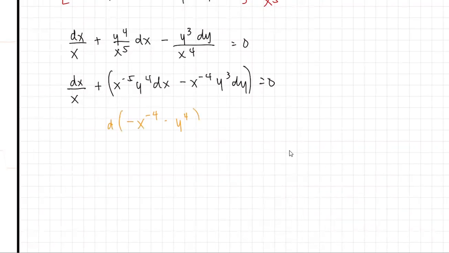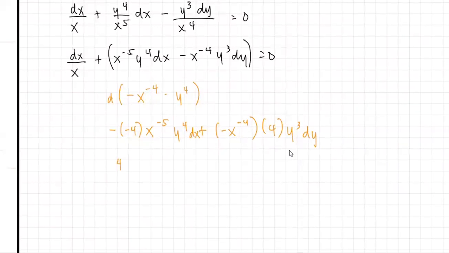Okay? Kunin natin yung derivative niyan. Derivative niyan is negative times negative 4 x negative 5 y to the fourth plus negative x negative 4 times 4 y cubed. Ito ay may dx kasi in terms of x, then ito in terms of y. Simplify, we have 4x negative 5 y to the fourth dx minus 4x negative 4 y cubed dy. Okay? So, let's check ano yung nawawala sa kanya.